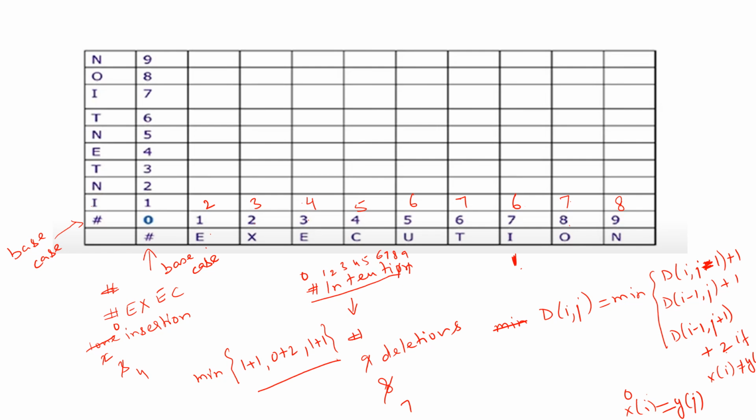Similarly, I'll do it for the next row. So if I check the next row, n is matching and is not matching with any of these. n is matching here only.